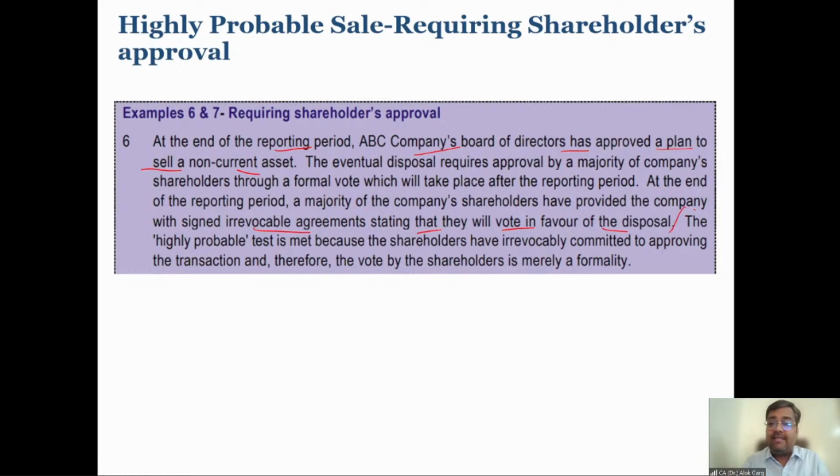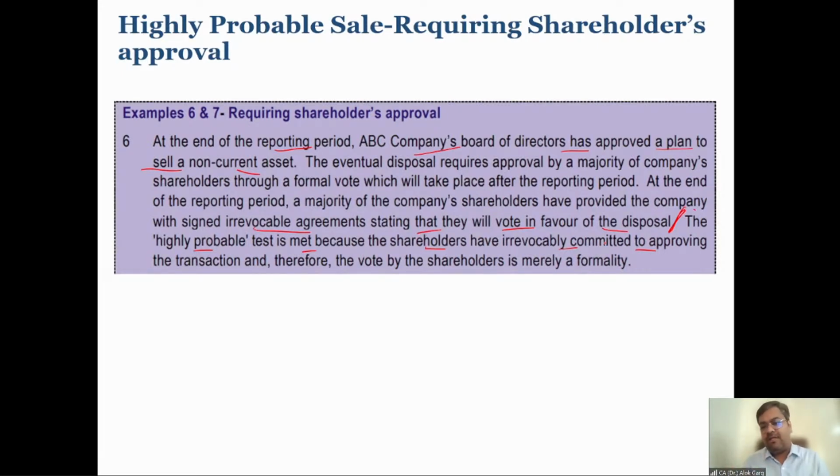So friends, in this case, the highly probable test is met. Why? Because the shareholders have irrevocably committed to approving the transaction, and therefore the vote by the shareholders is merely a formality, right? So on the reporting date, now the question comes, will you classify this asset as a non-current asset held for sale? Answer is yes.